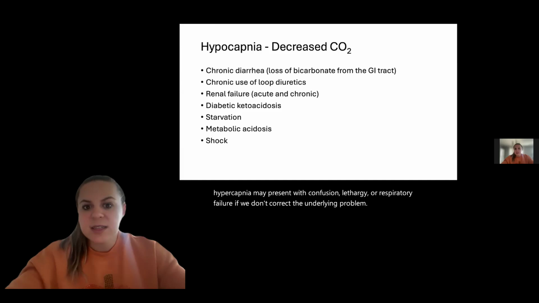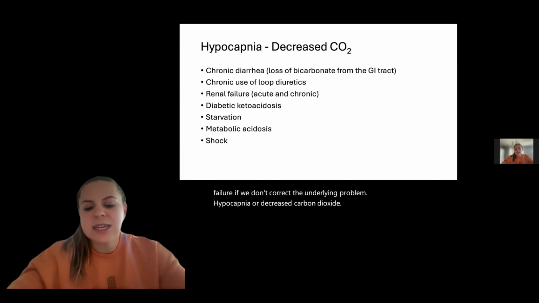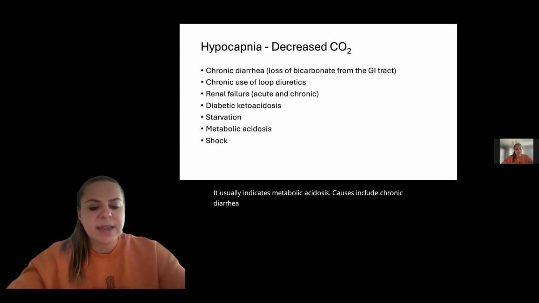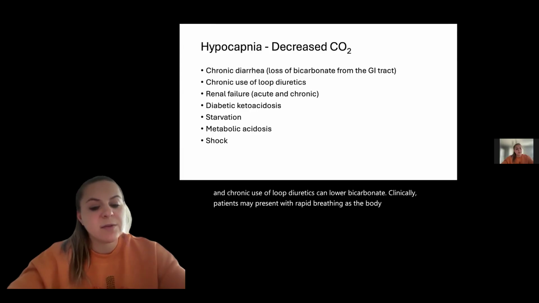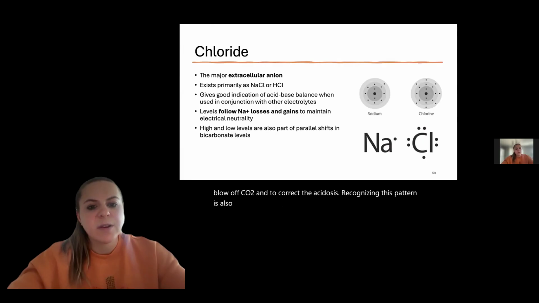Hypocapnia, or decreased carbon dioxide, usually indicates metabolic acidosis. Causes include chronic diarrhea, renal failure, diabetic ketoacidosis, or shock. Starvation and chronic use of loop diuretics can lower bicarbonate. Clinically, patients may present with rapid breathing as the body attempts to blow off CO2 and to correct the acidosis. Recognizing this pattern is also critical in emergent care.